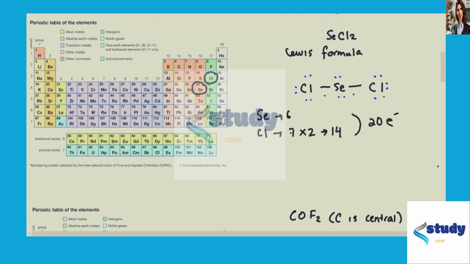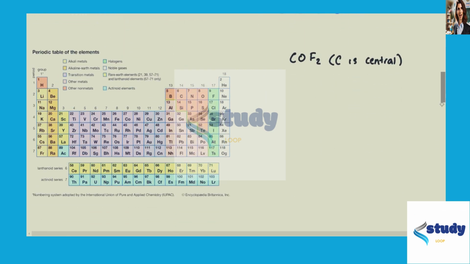So in this situation, we see we're all set because we've given chlorine the 1 electron it was missing from its 7, and we've given selenium its octet as well, and therefore we've completed our Lewis structure here.